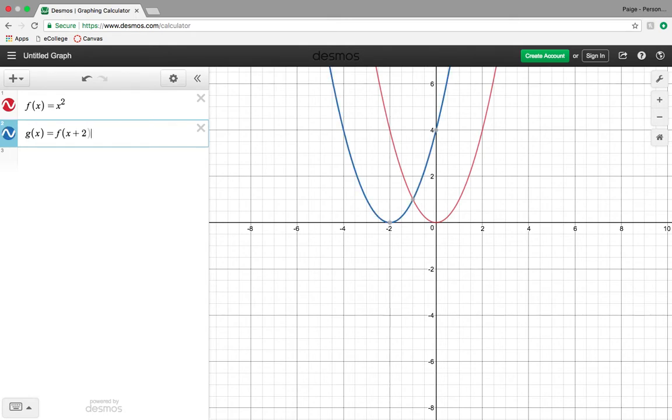And there we see it, right? We see that we've got the same parabola, it just shifted left. So my vertex was here at 0, 0, and now I have a vertex here at negative 2, 0. So we might not have guessed it would move left, but we may have guessed it shifted horizontally, right?